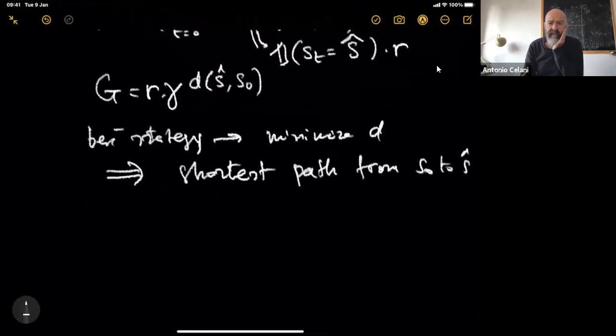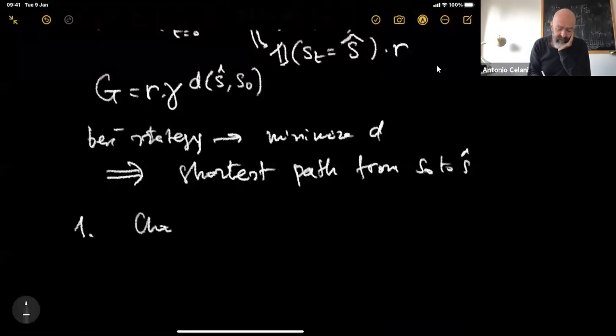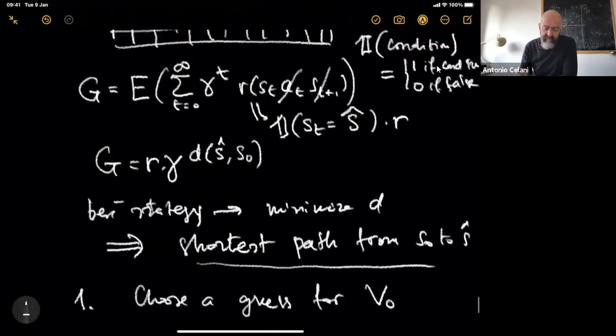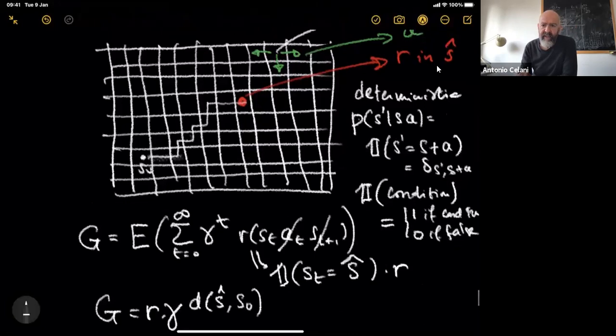If you remember, the algorithm starts by choosing a guess for V node. Well, here we are totally agnostic, and let's say that our V node is 0 everywhere. It's a very bad choice, because you know where the target is, since you know the structure of the rewards. So it's very stupid to start with 0, but we start with that because it's very simple to understand what it is.